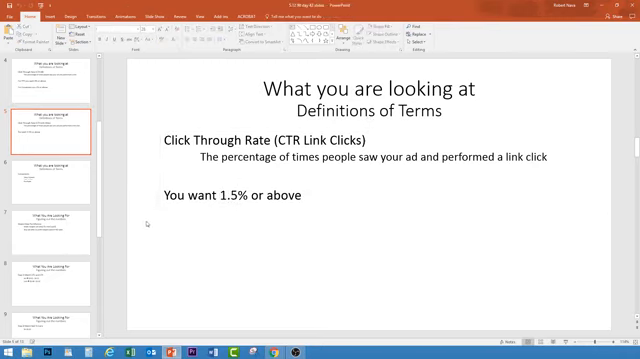Okay, if that doesn't make sense, don't worry about it. For some of you, it does make sense. Hopefully that helped you out a little bit in understanding why there's only one number here versus two. Okay, but regardless, for your link click-through rate, the only thing you care about is that you want a 1.5 or above. Okay, and again, this is baseline. This is standard. If you're making money with lower, good for you. Okay, this is a standard.